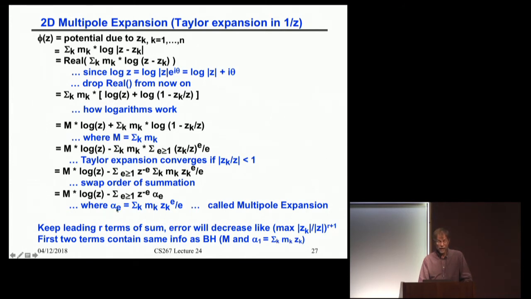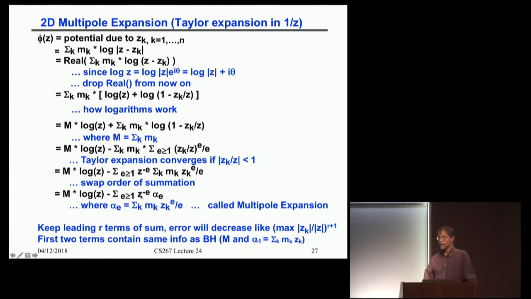So alpha sub e is the sum over all the particles of the mass times its location to the eth power over e. That happens to be called a multipole expansion, which is where the name of the algorithm comes from, the fast multipole expansion. So I haven't made any approximations yet. This is all exact. Now, here's the approximation.